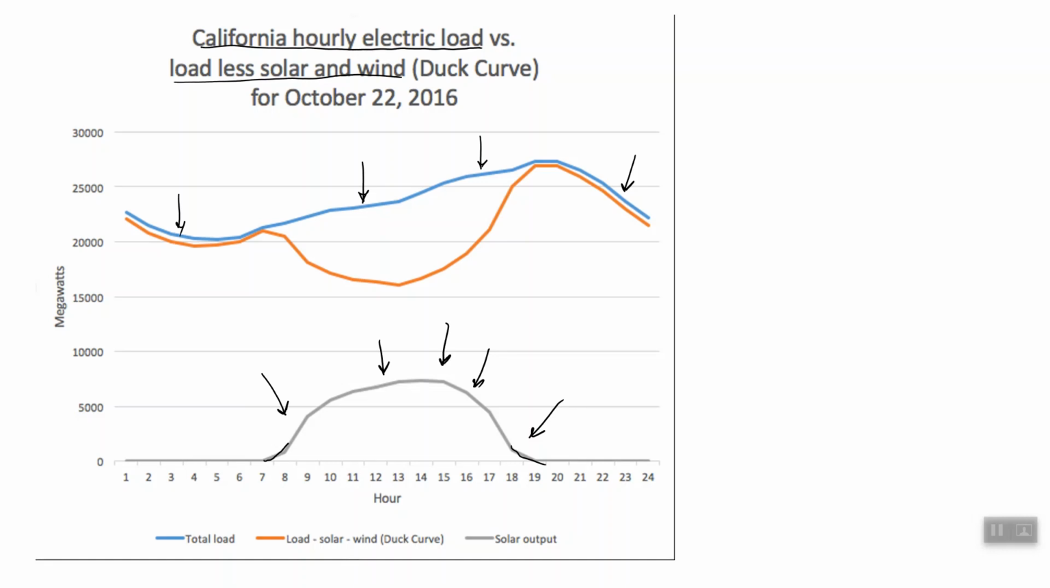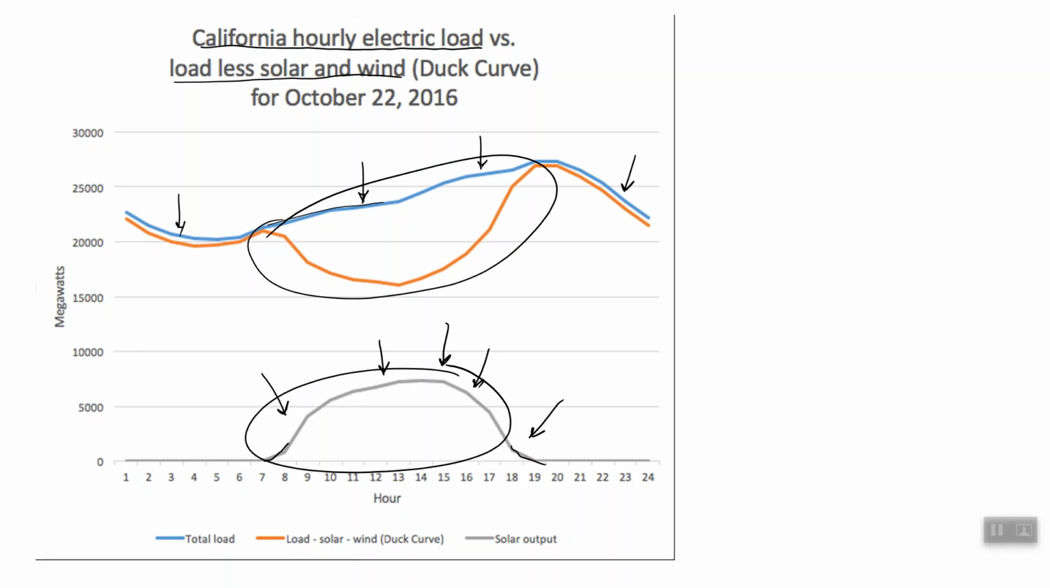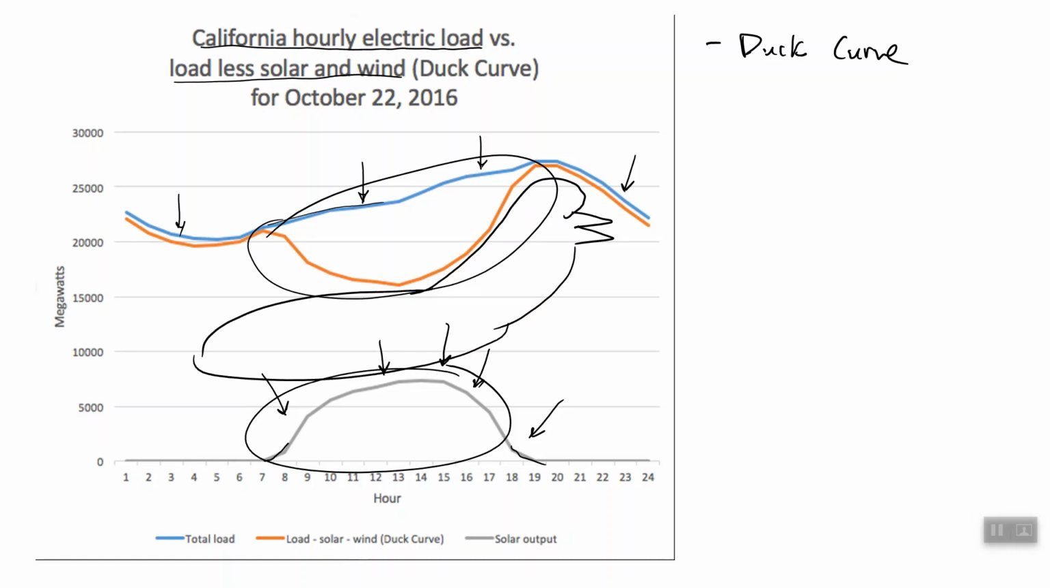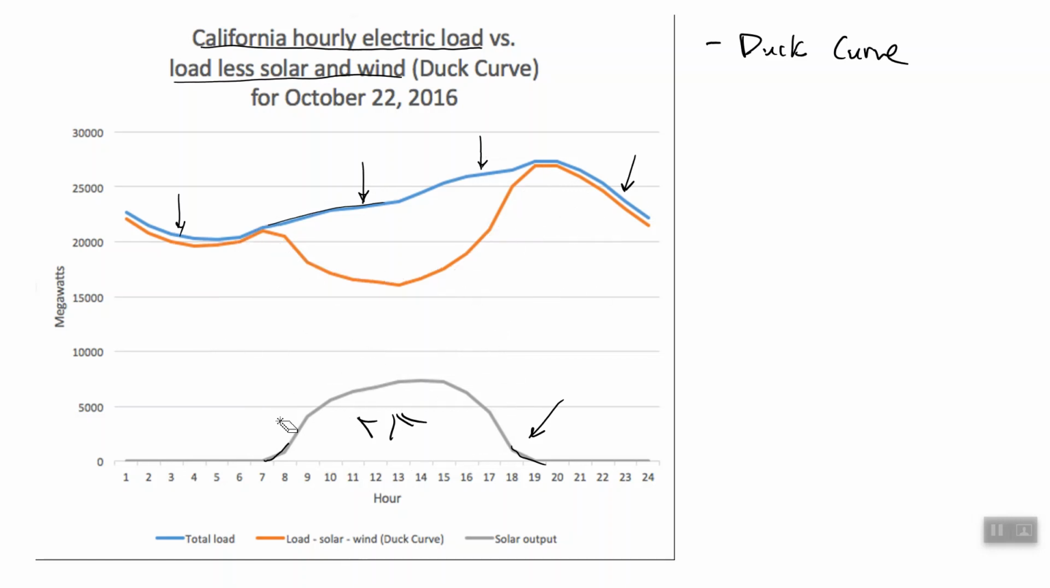So that's great, but the problem is, if we take this blue curve and we subtract this gray curve, we get this orange curve, right? This is what we've come to call the duck curve, because it supposedly looks like a duck. Here's the beak, and here's the duck and its tail. That's not bad, right? There's the duck. So see that the curve of the orange follows that shape of that duck. Let's erase that. That's just embarrassing.